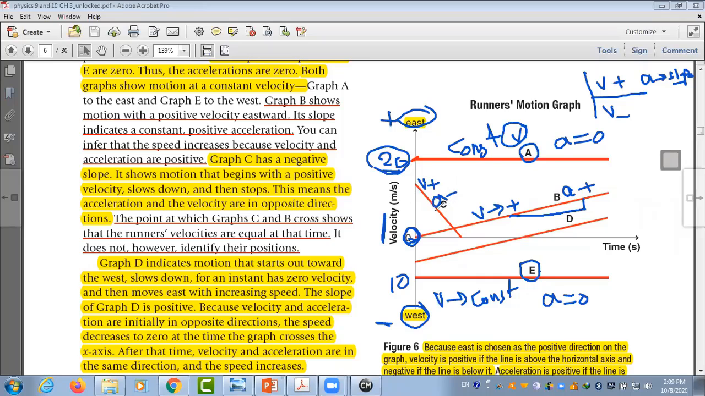Now what is happening to this car or this object? Is it slowing down or speeding up? Slowing down. From the line, it is slowing down.